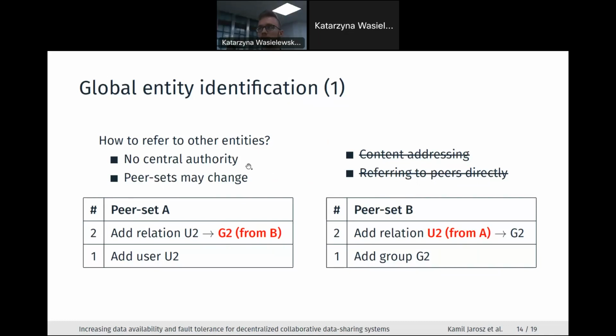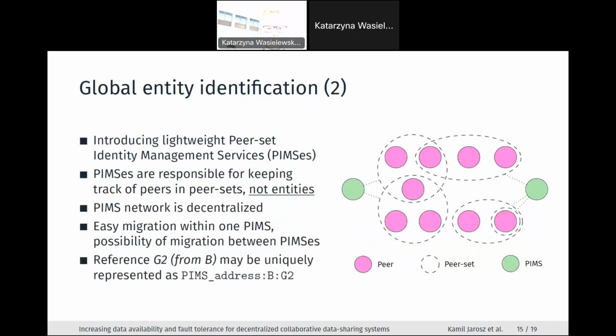The whole system is decentralized. So our proposition includes creating a lightweight peer set identity management service called PIMS, which are solely responsible for keeping track of peers in peer sets. So they do not have any information about entities. They only know which peers are actually in peer sets currently. And the network of PIM sets is also decentralized. For instance, we have two PIM sets here in the green color.